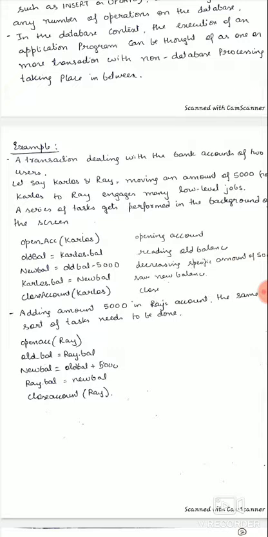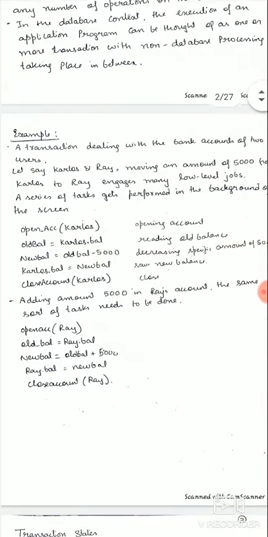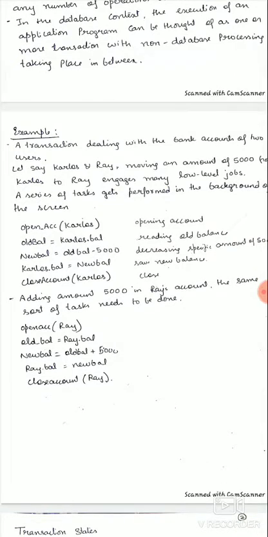First, we need to open Carlos's account. Then his old balance is the present amount in his account. The new balance equals the old balance reduced by 5,000, because we are going to transfer this 5,000 to Ray's account. That becomes the new balance, so update that in Carlos's balance. Then finally, close the account.